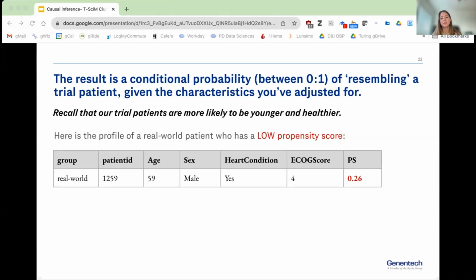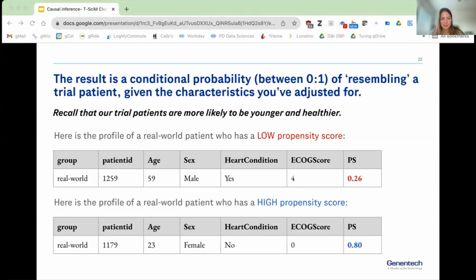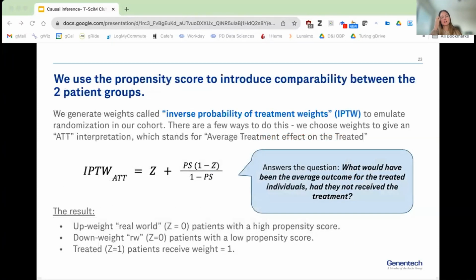This patient doesn't look like a clinical trial patient according to how I simulated those patients, and so they were assigned a low propensity score. And you can contrast that with the profile of a patient with a high propensity score. They are age 23, no heart condition, ECOG score 0, which means good and healthy. They have a high probability of having been included in the trial or looking like a trial patient. So that's the propensity score.